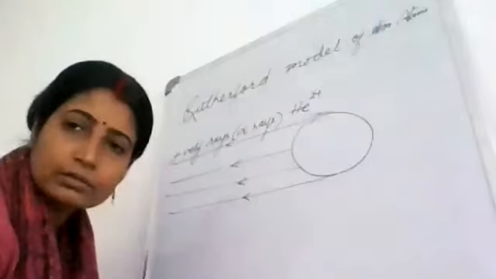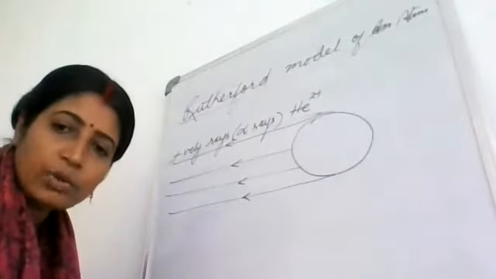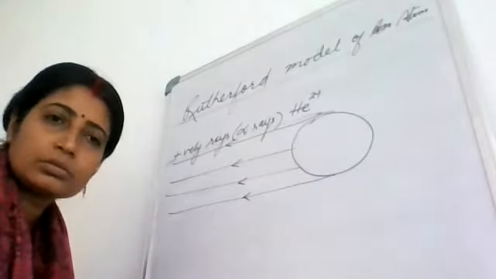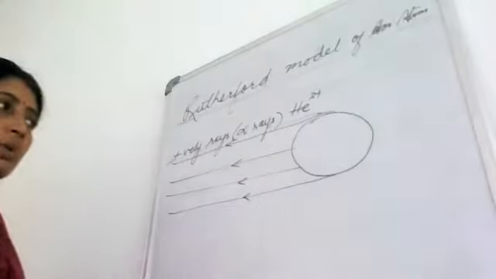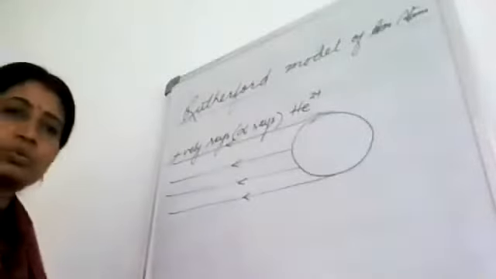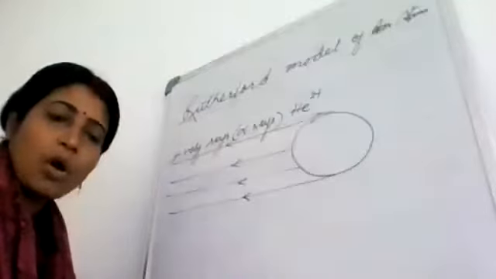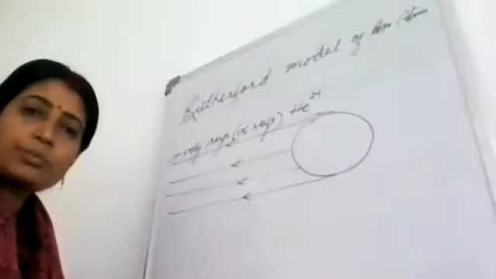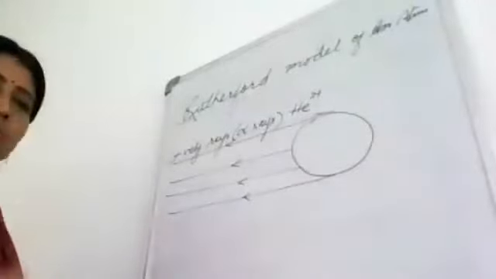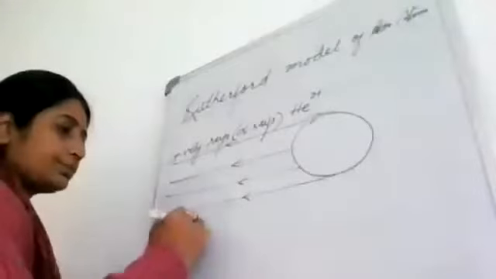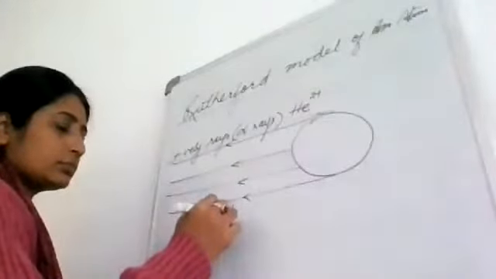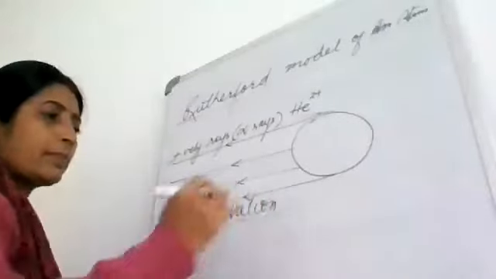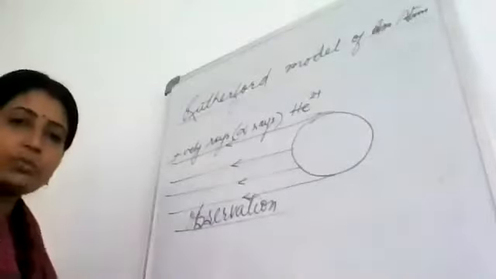ठीक है, ये क्या था? This was the assumption. But whatever was his assumption was not totally correct. It was not correct because when he passed the positively charged rays through the atom of gold, he found something else. Observation was something quite different. There are 3 words you have to take care of in the observation.